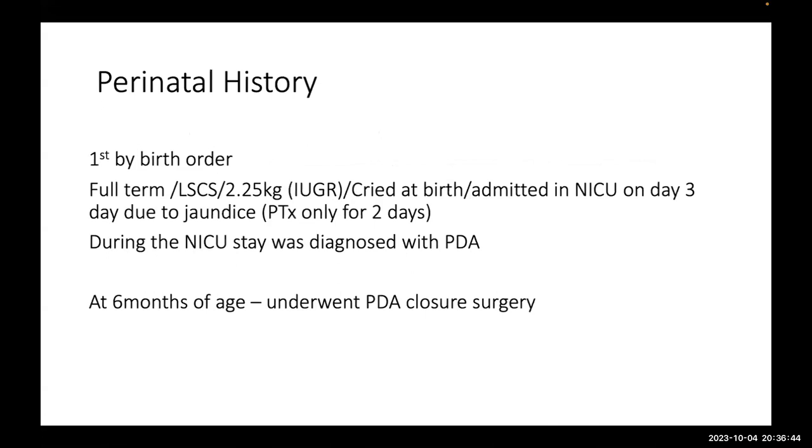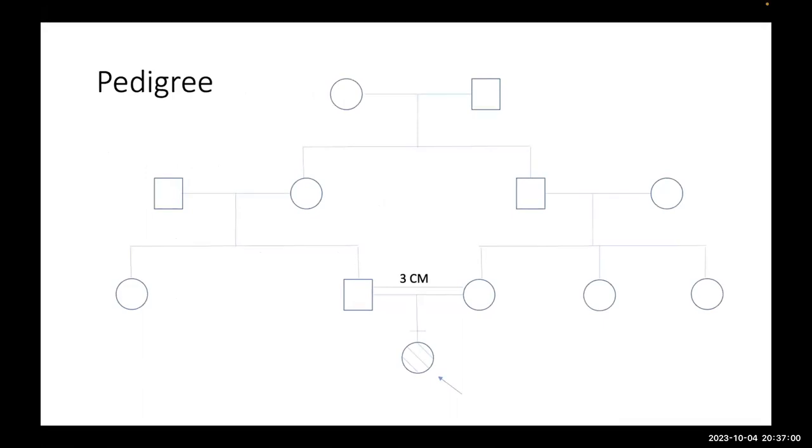Perinatal history: baby is full term, born by LSCS, 2.25 kg, IUGR child. Baby cried at birth, admitted in NICU on day 3 for neonatal jaundice, only had phototherapy requirement. During the NICU stay, baby was diagnosed with PDA and operated at 6 months for PDA closure. The baby is born out of a third degree consanguineous marriage.